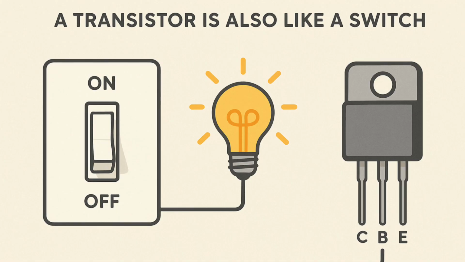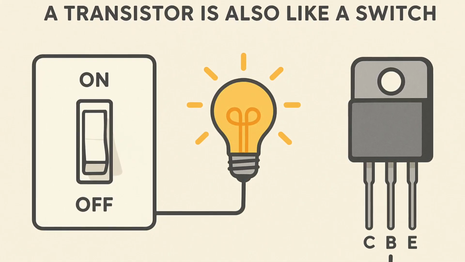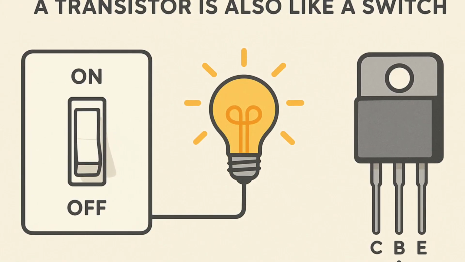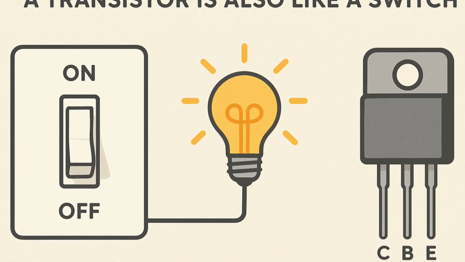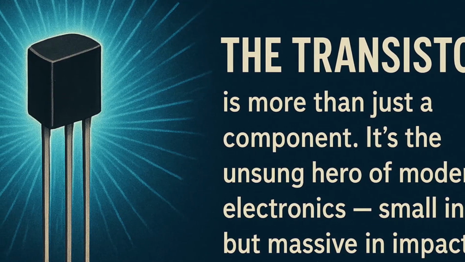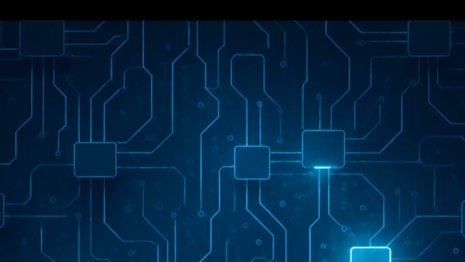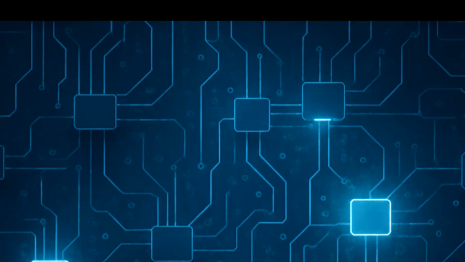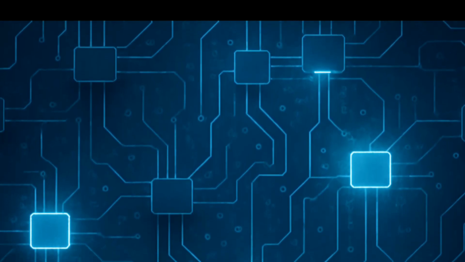But wait, that's not all. A transistor is also like a switch. Think about a simple light switch in your room. You flip it on, current flows and the bulb glows. Flip it off, the current stops. A transistor does the same thing, but in a much faster, much smaller way. In fact, billions of tiny transistors inside your computer switch on and off in microseconds, and that's how your apps, videos and games actually run. Pretty amazing, right?